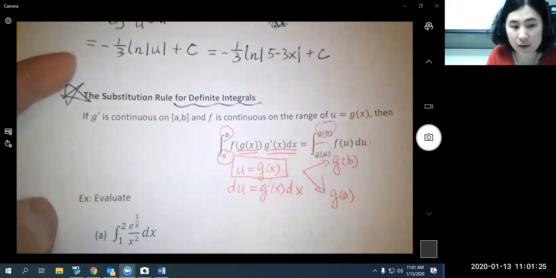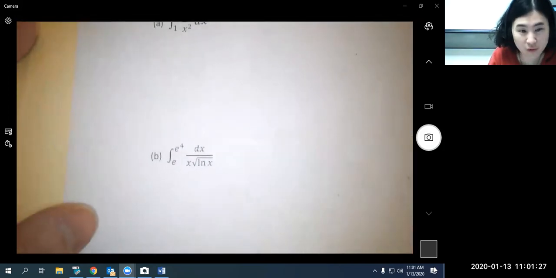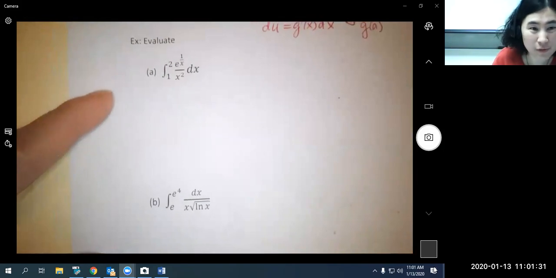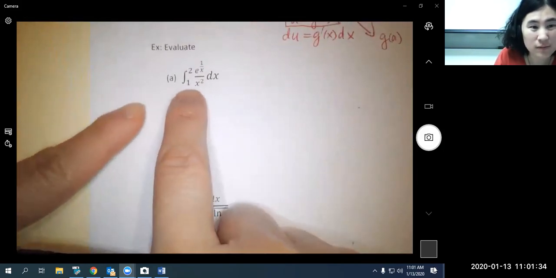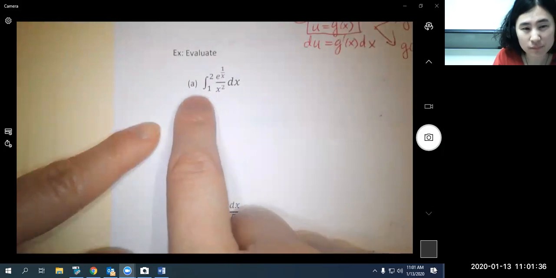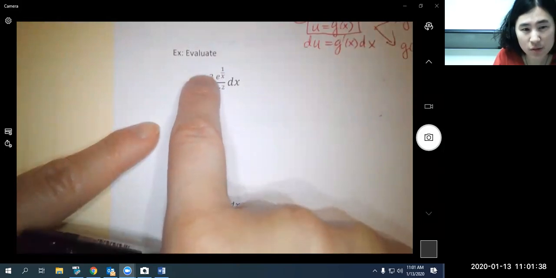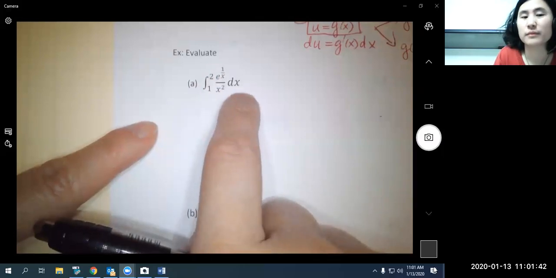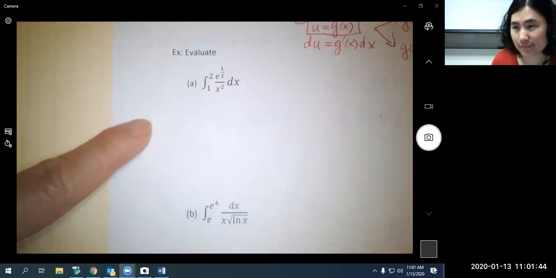All right, so now let's look at both of these two questions. We're going to do both of them in 10-15 minutes. Now, evaluate this integral from 1 to 2, e to the 1 over x, over x squared dx. Any idea? e to the 1 over x.